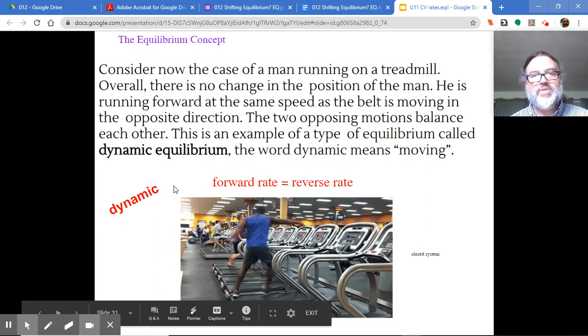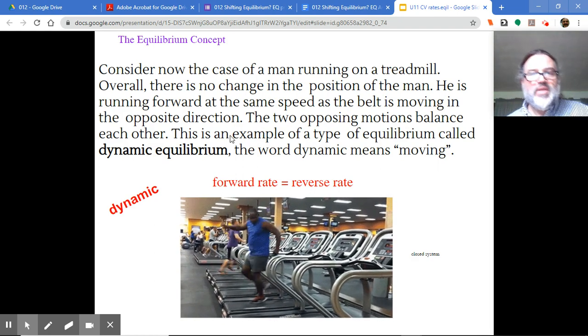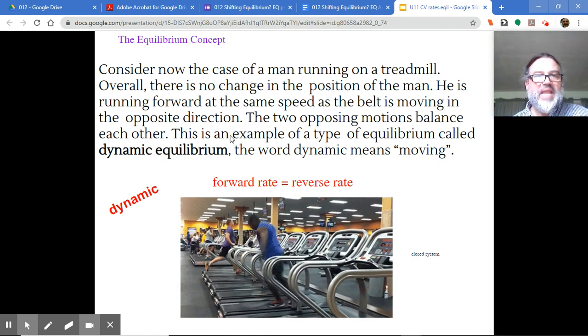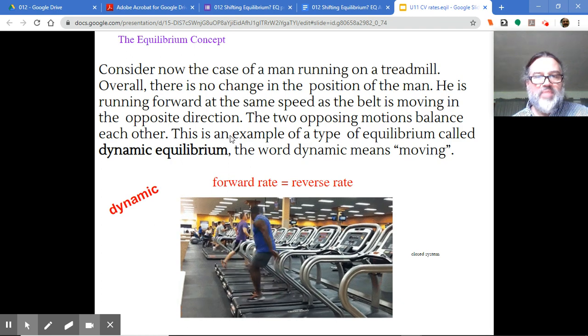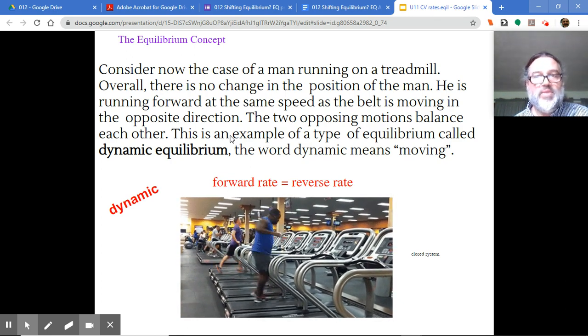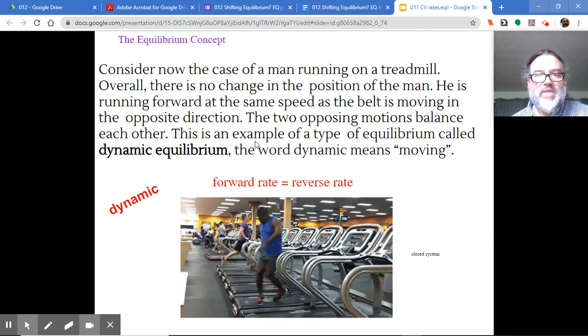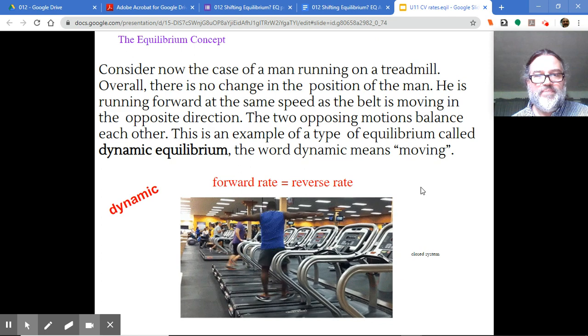That is what happens in equilibrium. These two opposing motions balance each other out. This is an equilibrium called a dynamic equilibrium. The dynamic simply means it's moving. It really just never stops. The forward reaction is always going on, and the reverse reaction is always going on. And that's what it means to be dynamic.